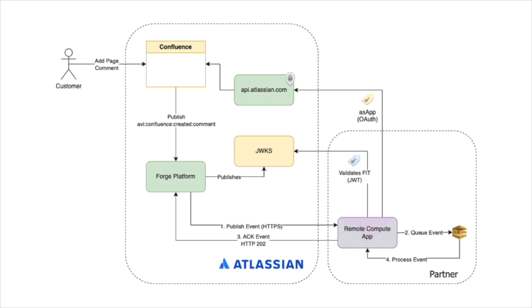So you're getting a request from the platform, validating that Forge invocation token, which is super important, queuing that event, acknowledging back to the platform, and then processing that asynchronously. Obviously, you can use any sort of asynchronous processing that makes sense to you, but super important to do that.